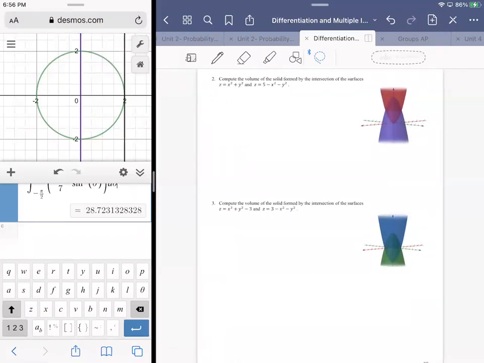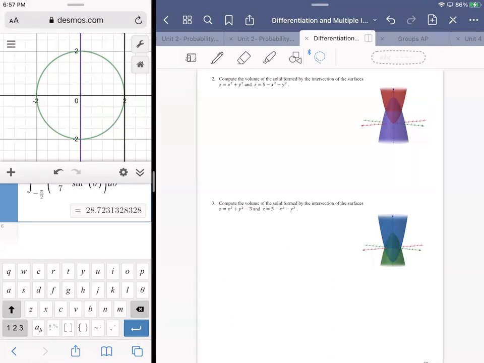Cases where you have multiple functions, multiple surfaces, and we are looking for the intersection, or we have the intersection. Compute the volume of the solid formed by the intersection of the surfaces. Right? So there's a lot going on with these kind of problems, not the least of which is the diagram. You know, trying to figure out what on earth is happening. Right? So that's the big challenge.